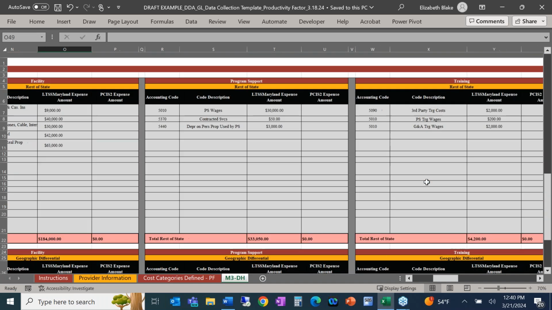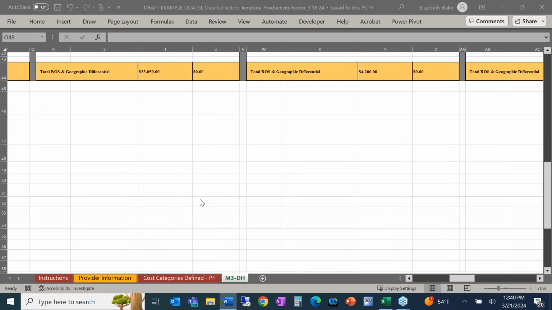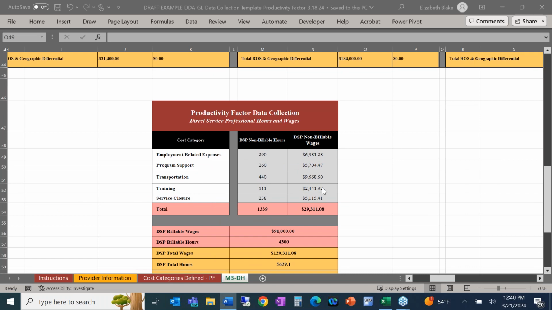So the next component is going to be our training component. And this will include costs related to staff training, certifications, and things similar to staff development. So what we've included at the top here are third-party training wages, program support training wages, as well as general and administrative training wages. And then moving back down to the productivity factor data collection table, we have training right here.